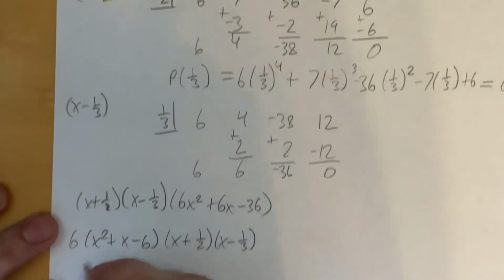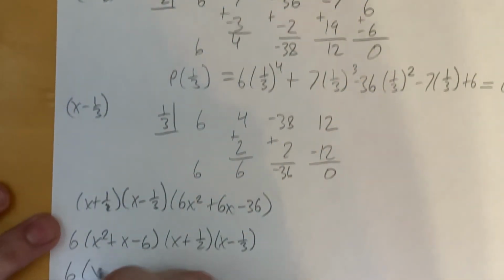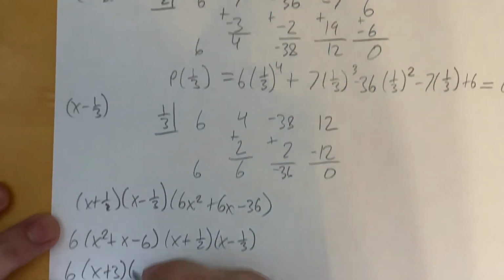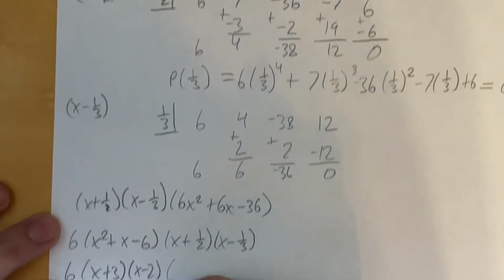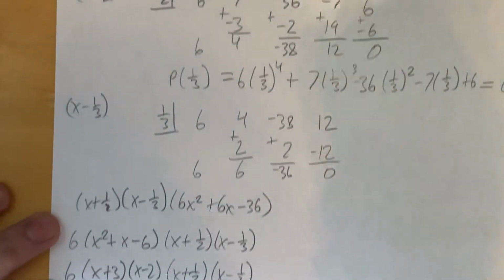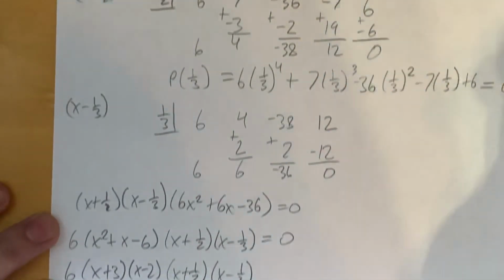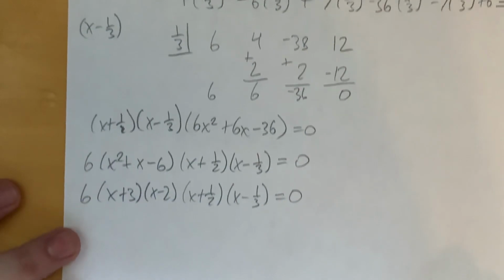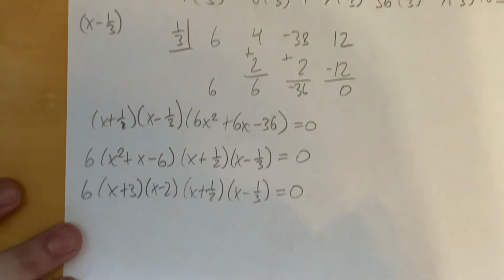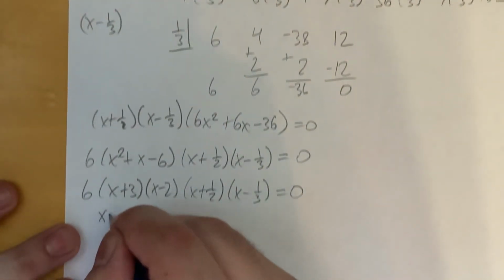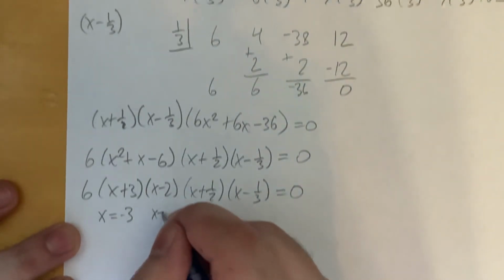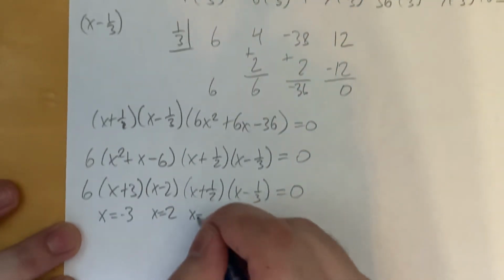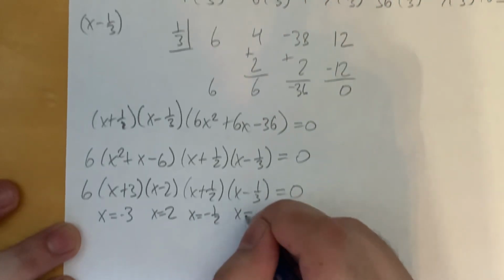Yeah, I don't need to complete the square or use the quadratic formula. x plus 3 and x minus 2 and x plus 1/2 and x minus 1/3. And I forgot to set the whole thing equal to 0 because that's how we find our roots, real or imaginary, it doesn't matter. That's how we find our roots. I hope that was in the shot. If not, I am sorry. x equals negative 3, x equals 2, x equals negative 1/2, and x equals 1/3.